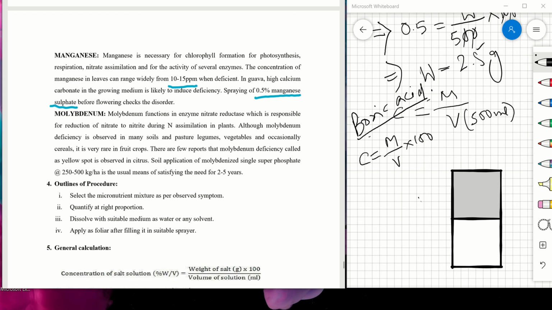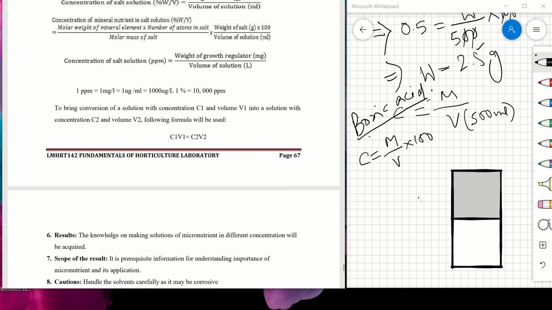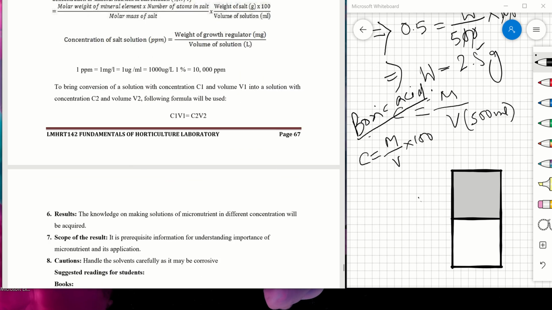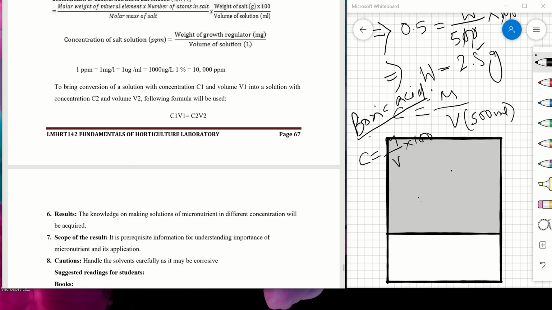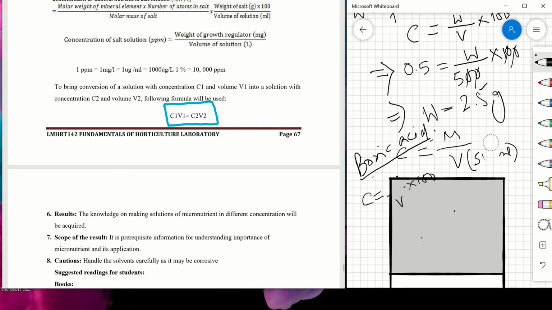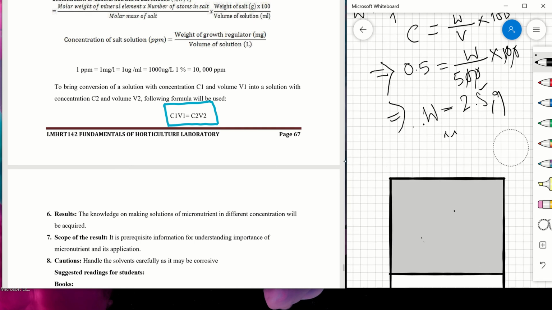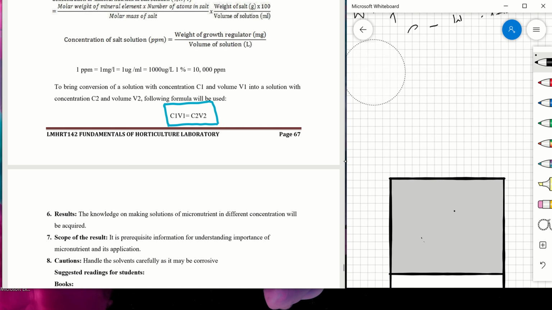Then next, coming to the dilution, or conversion, of a solution. So here you can see another formula is given, C1V1 equals C2V2. If this formula will be helpful for preparing two different concentrations, or from one stock solution you can make different solutions.